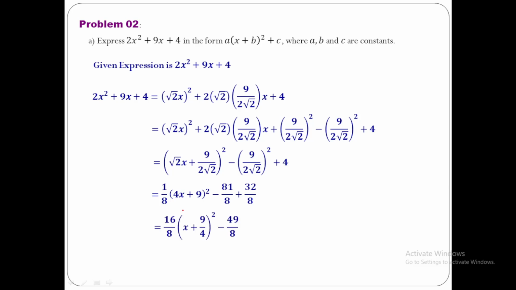We take 4 out of (4x plus 9) the whole squared as 16, and inside the square we get x plus 9 by 4. 16 by 8 is nothing but 2, and when we simplify, minus 81 by 8 plus 32 by 8, we get minus 49 by 8. Then the vertex form of the given expression is 2 times (x plus 9 by 4) the whole squared minus 49 by 8.